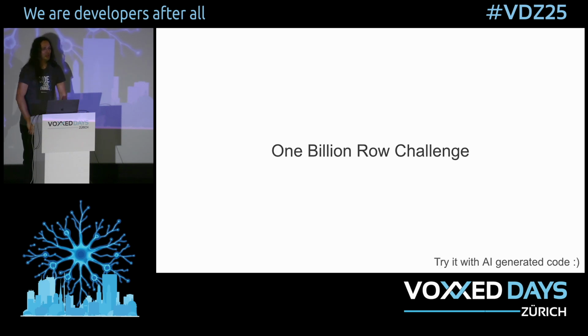So, the 1 billion row challenge, and now this is the part where I'm going to mention AI, because every session has to mention AI, even though I don't do any AI. So this will actually be mentioned in the keynote, which is quite fine.